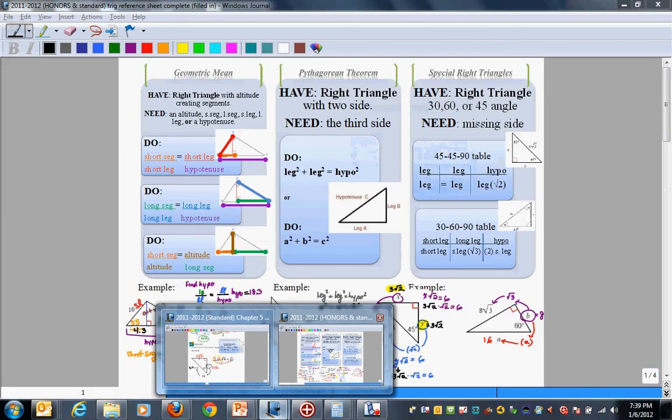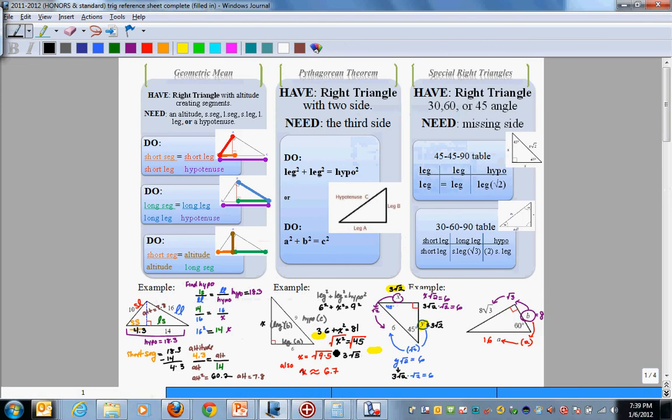So here are the two tables that are absolutely critical that you memorize. In a 45-45-90 table, the legs are going to be equal, and the hypo is whatever a leg is times the square root of 2. In a 30-60-90 table, we have the short leg. The hypo is 2 times the short leg. And the long leg is the short leg times root 3.